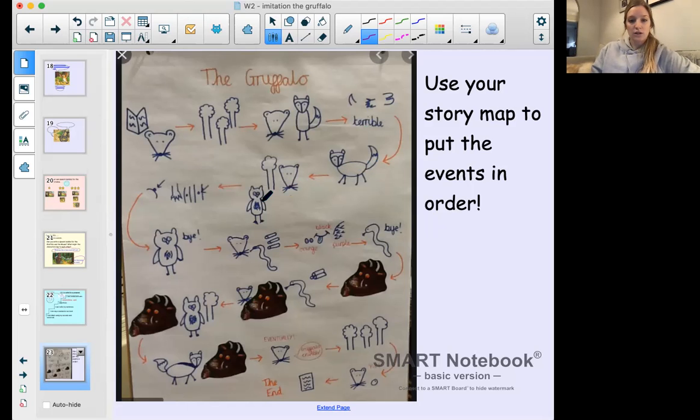Next, the mouse came across Hungry Owl. "Hoo, hoo," said the owl. "Where are you going?"